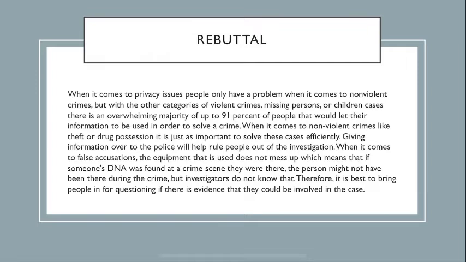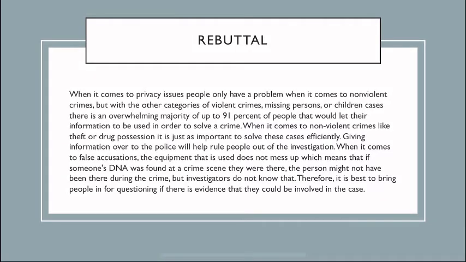Rebuttal. When it comes to privacy issues, people only have a problem when it comes to nonviolent crimes, but with other categories of violent crimes, missing persons, or children cases, there is an overwhelming majority, up to 91% of people, that will let their information be used in order to solve a crime. When it comes to nonviolent crimes like theft or drug possession, it is just as important to solve these cases efficiently. Giving information over to the police will help rule people out of the investigation.